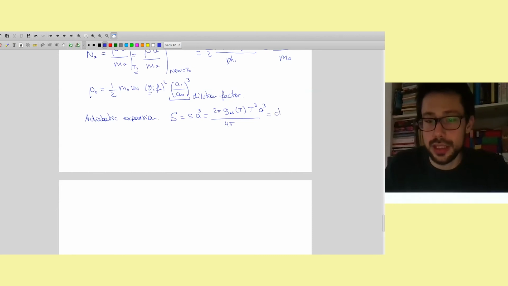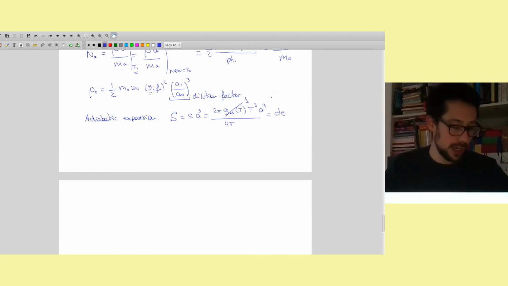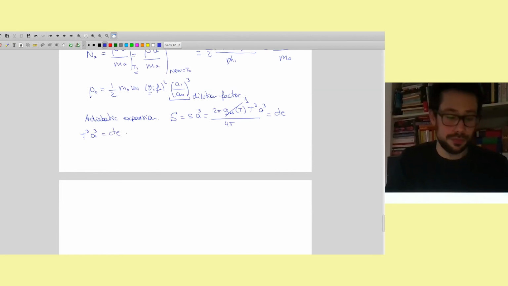This will be constant, right? But since we are in this limit in which we are neglecting the number of degrees of freedom, we are saying that this is 1. The conclusion that we get from here is that during the evolution of the universe, temperature cubed times A cubed equals a constant.